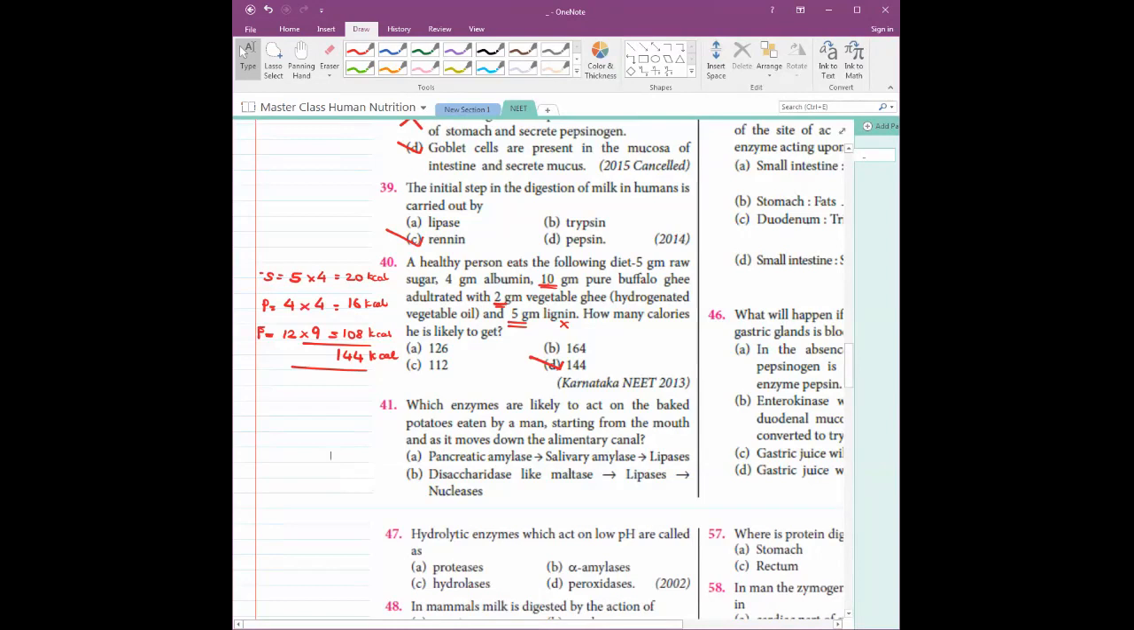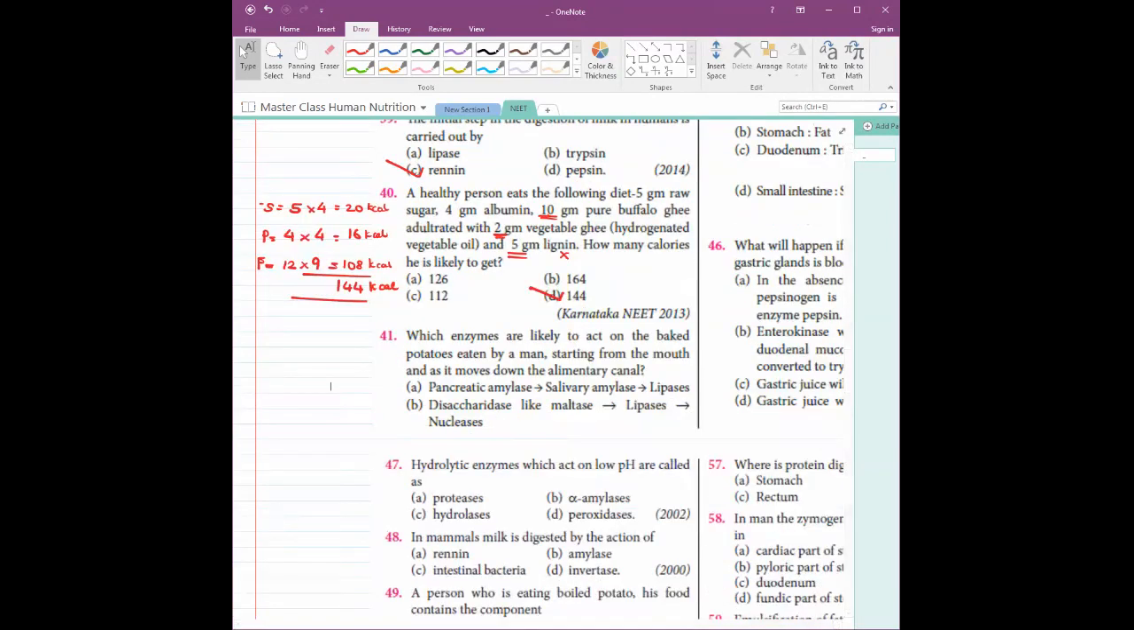Okay. Chalo. Next question. The next question goes to Zui. Zui, which enzymes are likely to act on the baked potatoes eaten by a man, starting from the mouth as it moves down the alimentary canal?